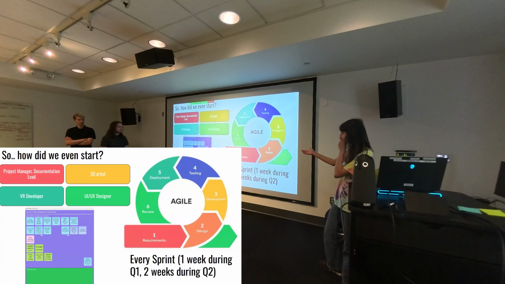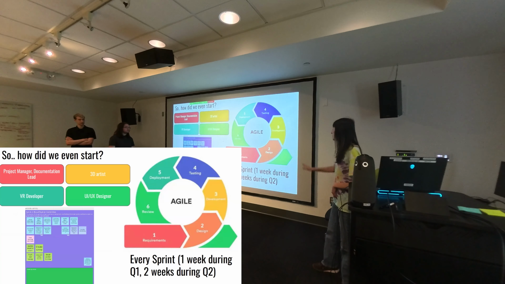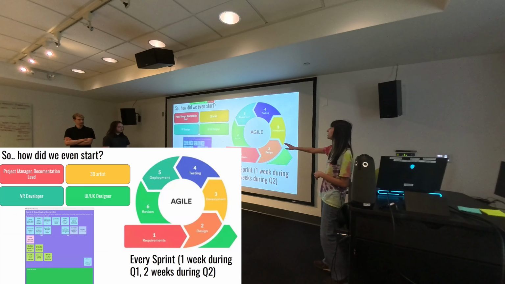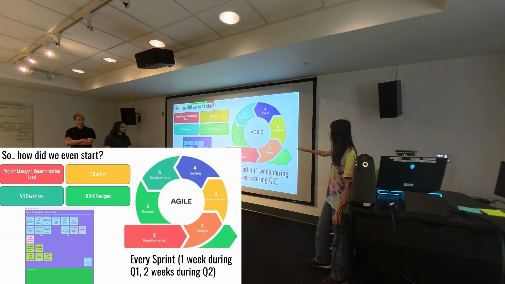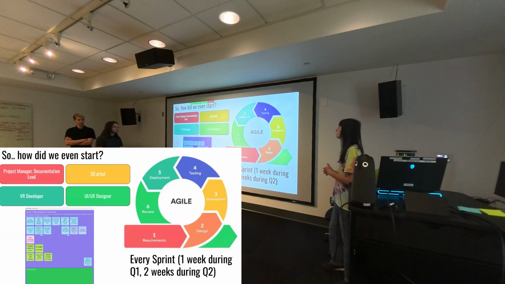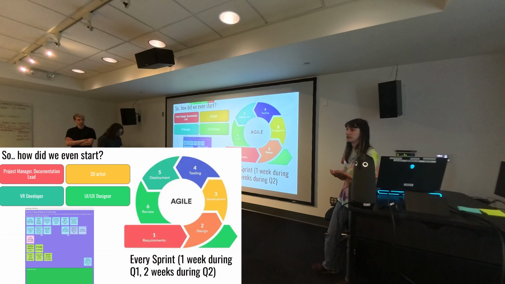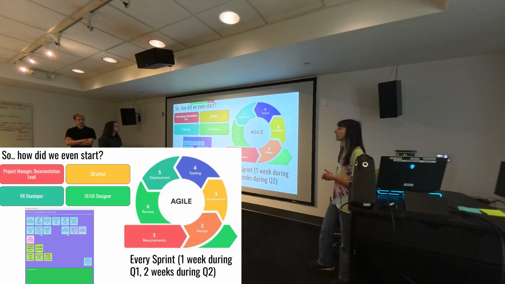Every sprint was 1 week during the first quarter and 2 weeks during the second quarter. Every sprint we went through this agile framework where we had our requirements and then we designed around that, and then we started developing, and then we started testing using user testers, survey testing, A/B testing. This just means that we're giving people many options to choose from during our surveys or usability tests, and then we would deploy this and review it.